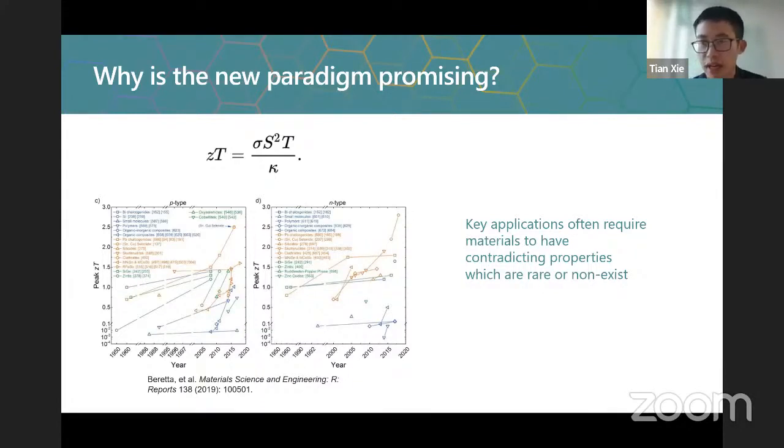So therefore, if you have the capabilities to jointly optimize the structure so that you can drive the discovery of materials towards the direction of these contradicting properties, you have the chance of discovering many breakthrough materials for a lot of applications that may not have been possible before.